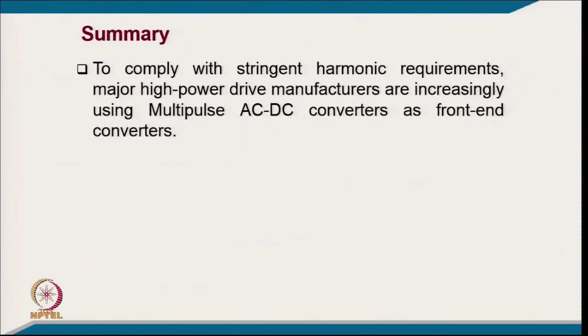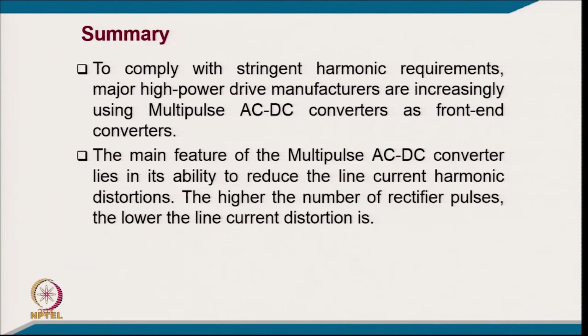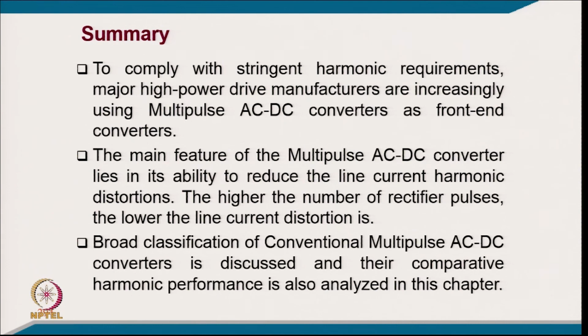Now coming to the summary of this. Multipulse converters improve power quality and comply with stringent harmonics requirements. Major higher power drive manufacturers are increasingly using multipulse AC/DC converters at the front end, and the main feature of multipulse AC/DC converters lies in their ability to reduce line current harmonic distortion. The higher the number of rectifier pulses, the lower the line current distortion.